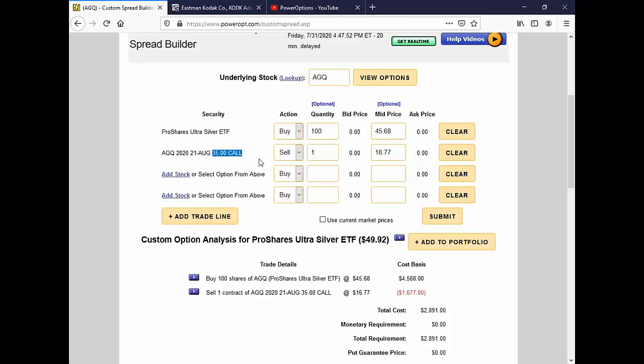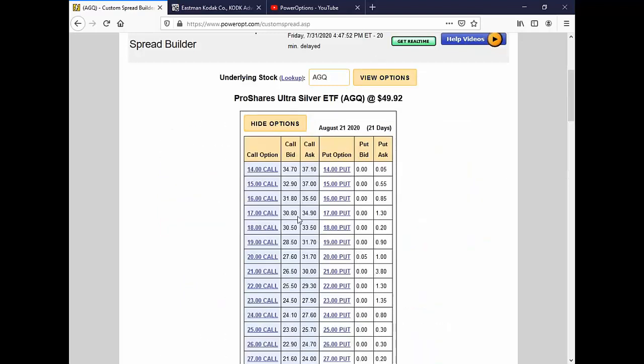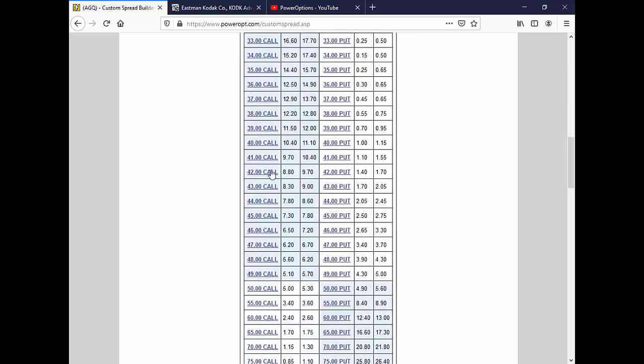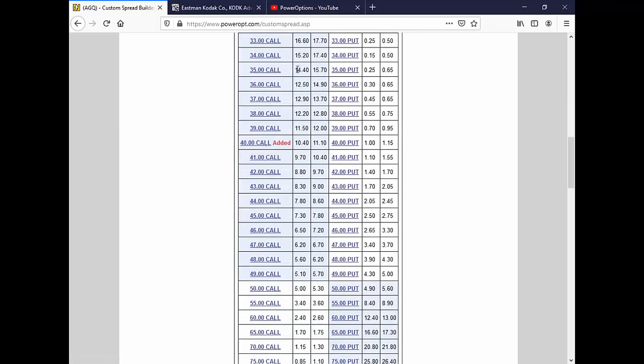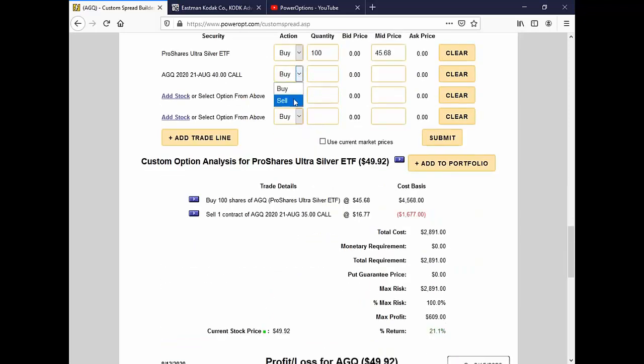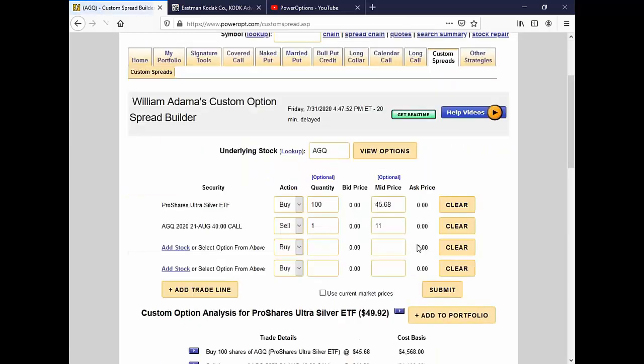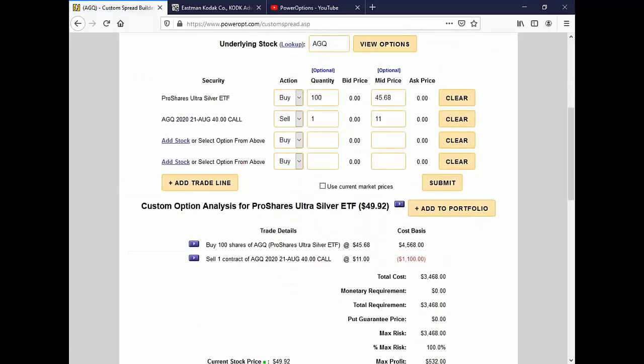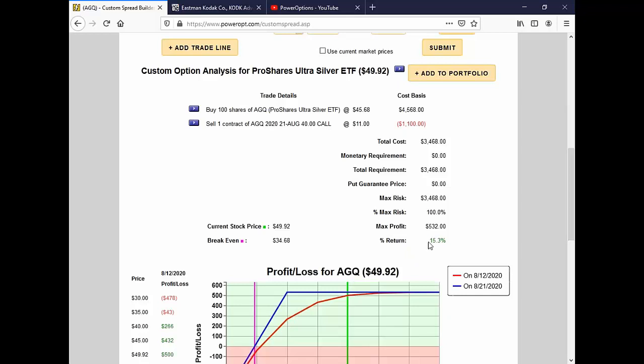It's an ultra silver ETF. Not probably going to get the same price, but let's say I rolled up instead of the August 35, I went up to the August 40. Now, at that time, you say you got 16.77, so this might have actually been 50 cents higher. So let's put that at 11, going up to the higher strike. Now, this would have been rolled for a debit, not necessarily a credit. Why doesn't that look right to me? It actually lowered the return.